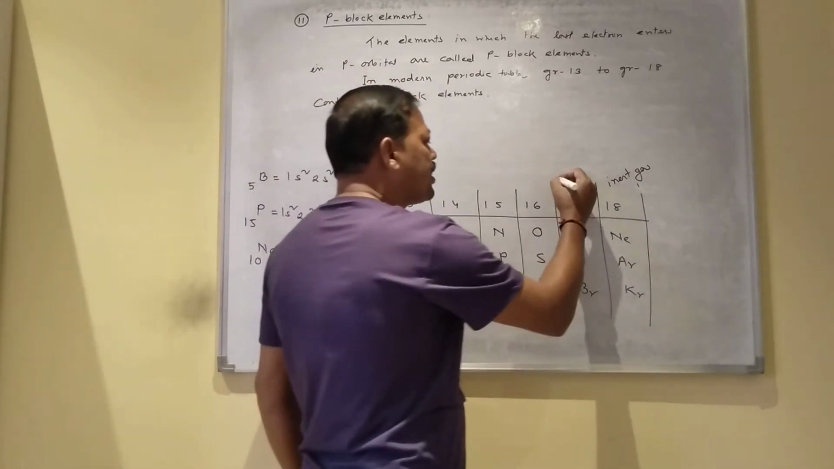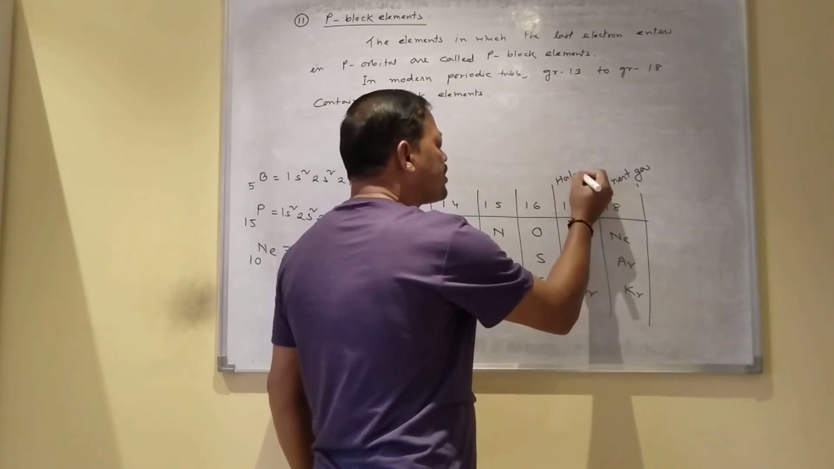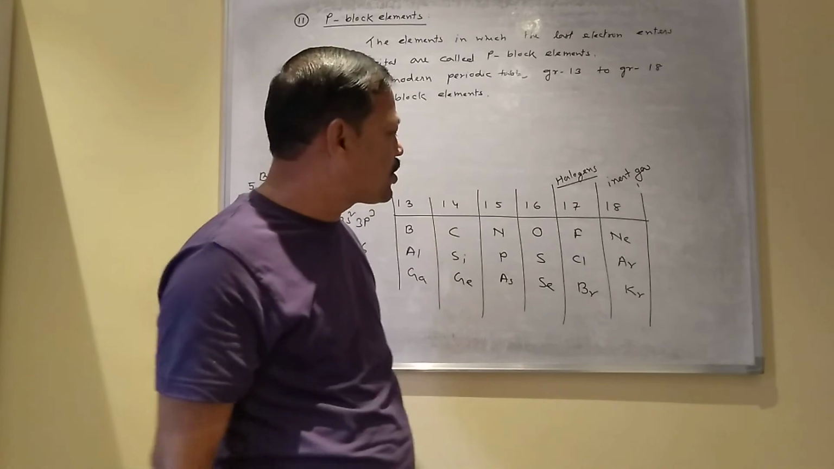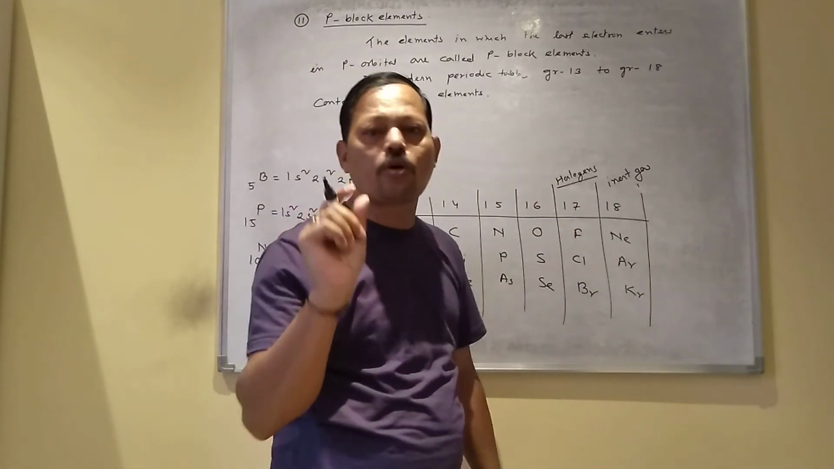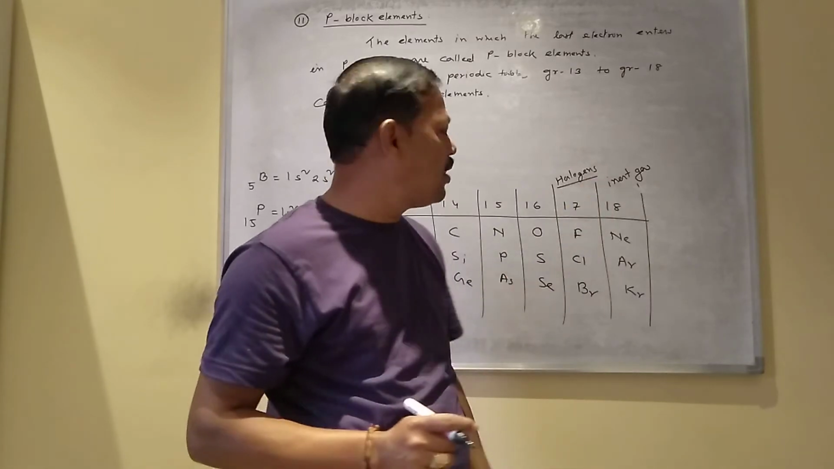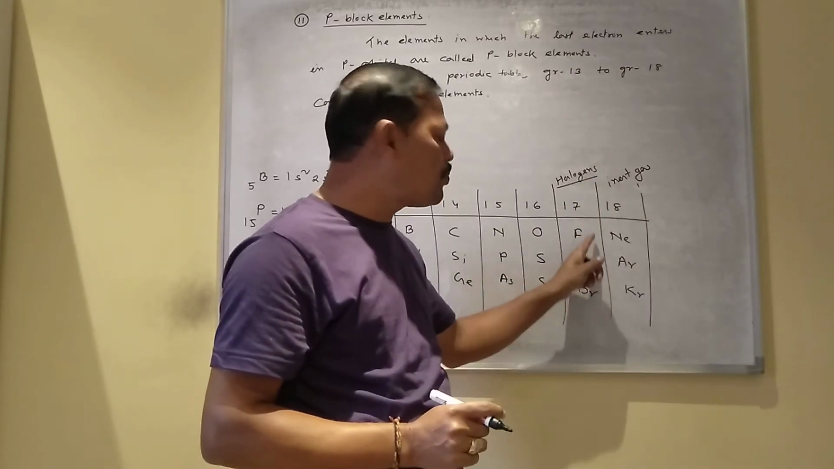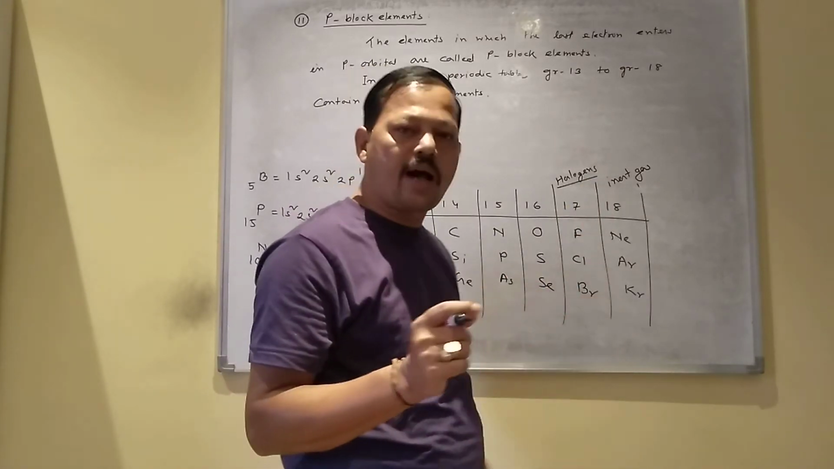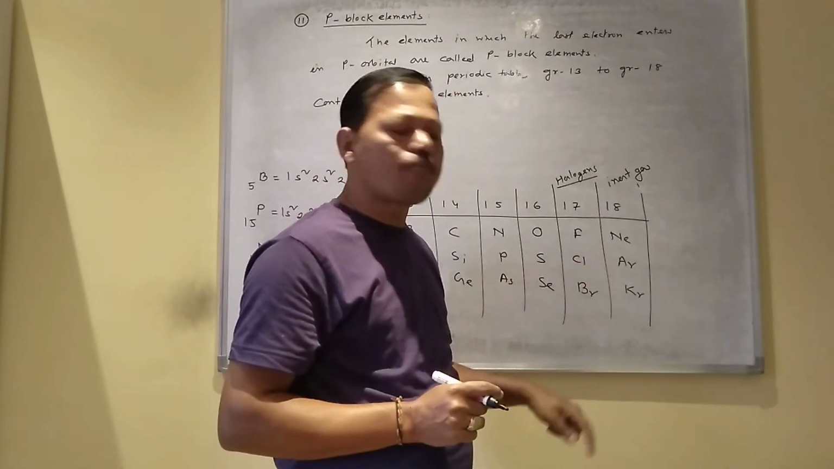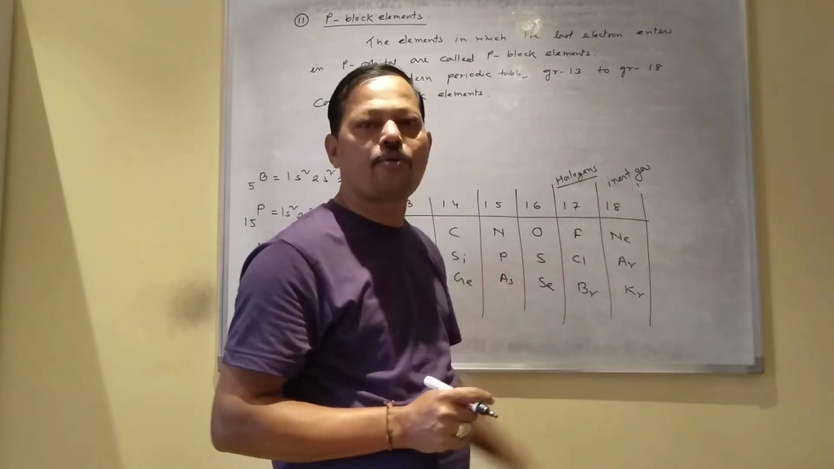And this group 17, they are also called halogens. Why are they called halogens? Because halogen is a Greek word. Halo means salt and gen means producer. Maximum salts are produced by these elements, fluorine, chlorine, bromine, iodine, they form maximum salts. That is why they are called salt producer elements, and in Greek they are called halogens.